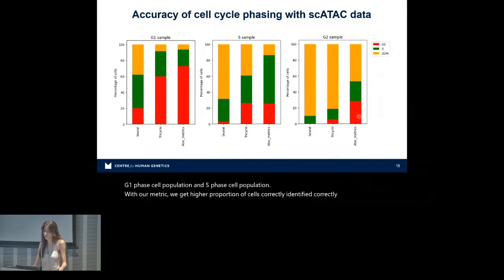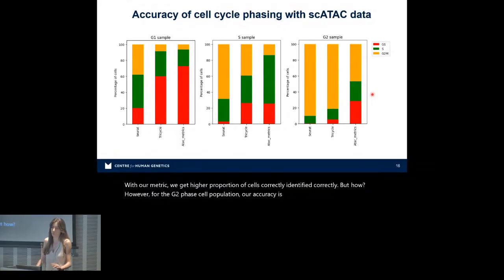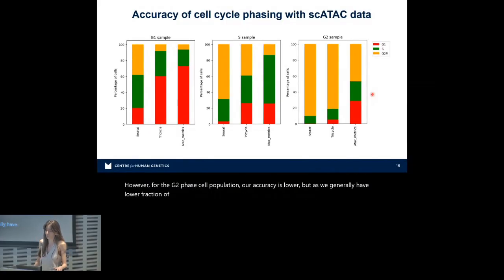However, for the G2 phase cell population, our accuracy is lower. But as we generally have a lower fraction of cells in G2 phase, it is better not to overclassify this phase.